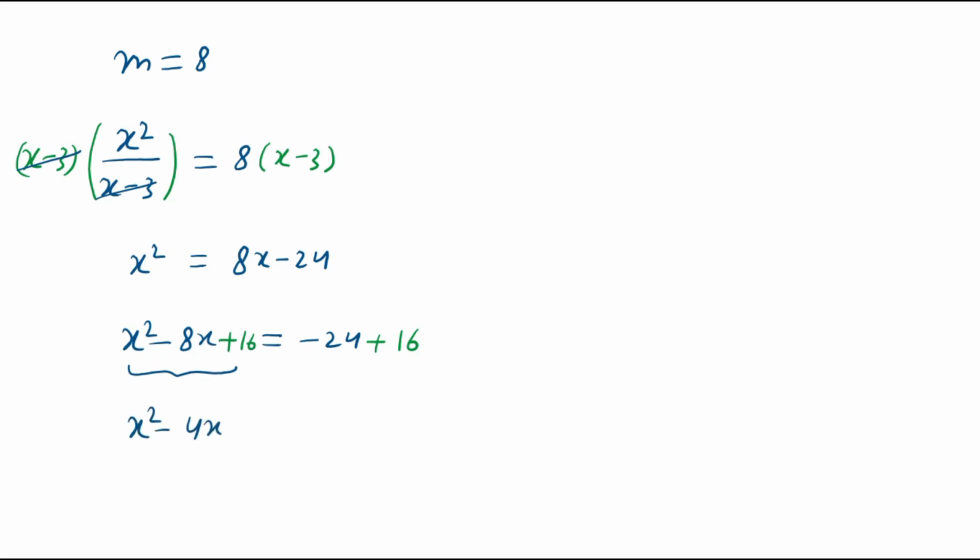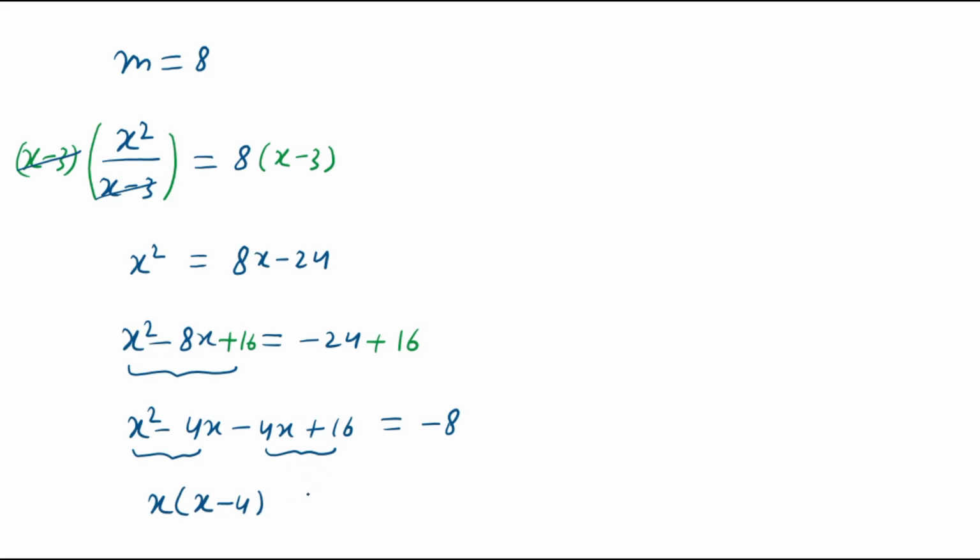x² − 4x + 16 = −24 + 16 = −8. Now look carefully at the first two terms and then the last two terms. If we take x common, then x² divided by x gives x, and −4x divided by x gives −4.